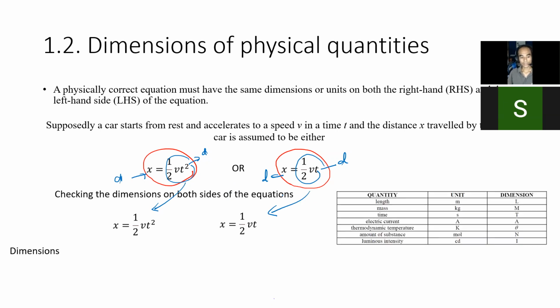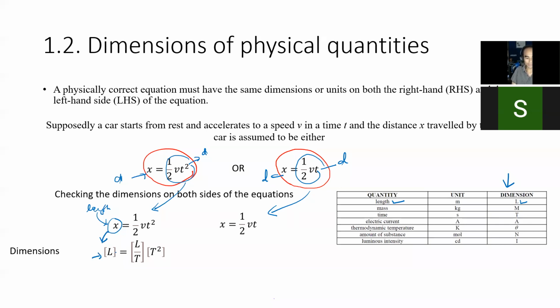Remember the dimension, we have to memorize all these letters over here: L, M, T, A, theta, N, and I. So we substitute everything. You see the x over here. x is a length, correct? Length x, so the dimension will be substituted by L. So you can see that x over here is L.